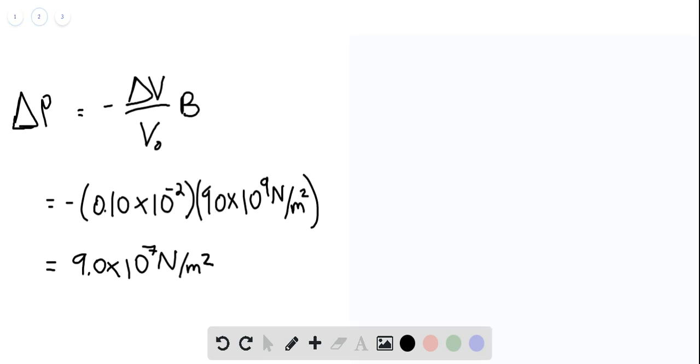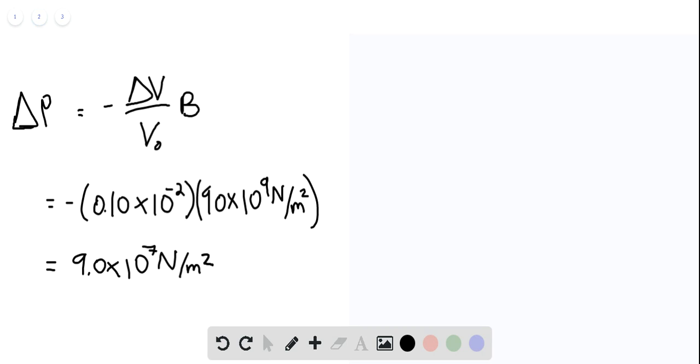And so the bulk modulus is 90 times 10 to the 9th newtons per meter squared multiplied by 0.10 divided by 100, or multiplied by 10 to the minus 2, which gives us a pressure change of 9.0 times 10 to the 7 newtons per meter squared.